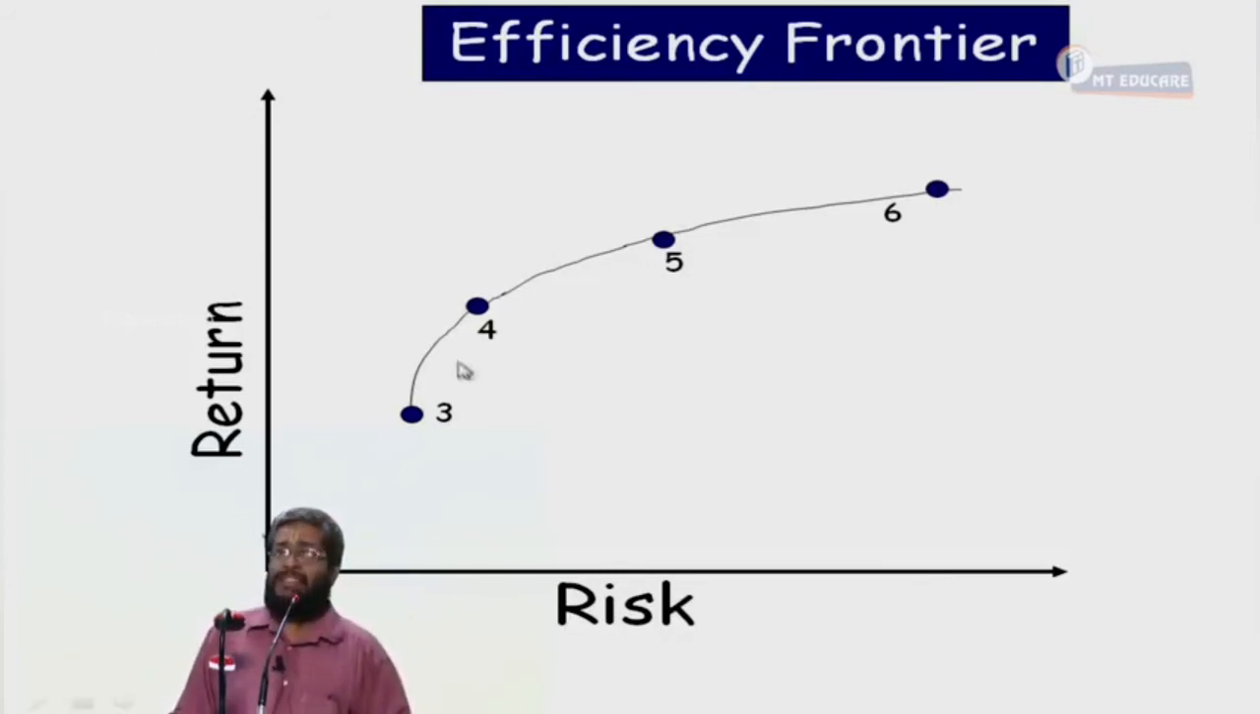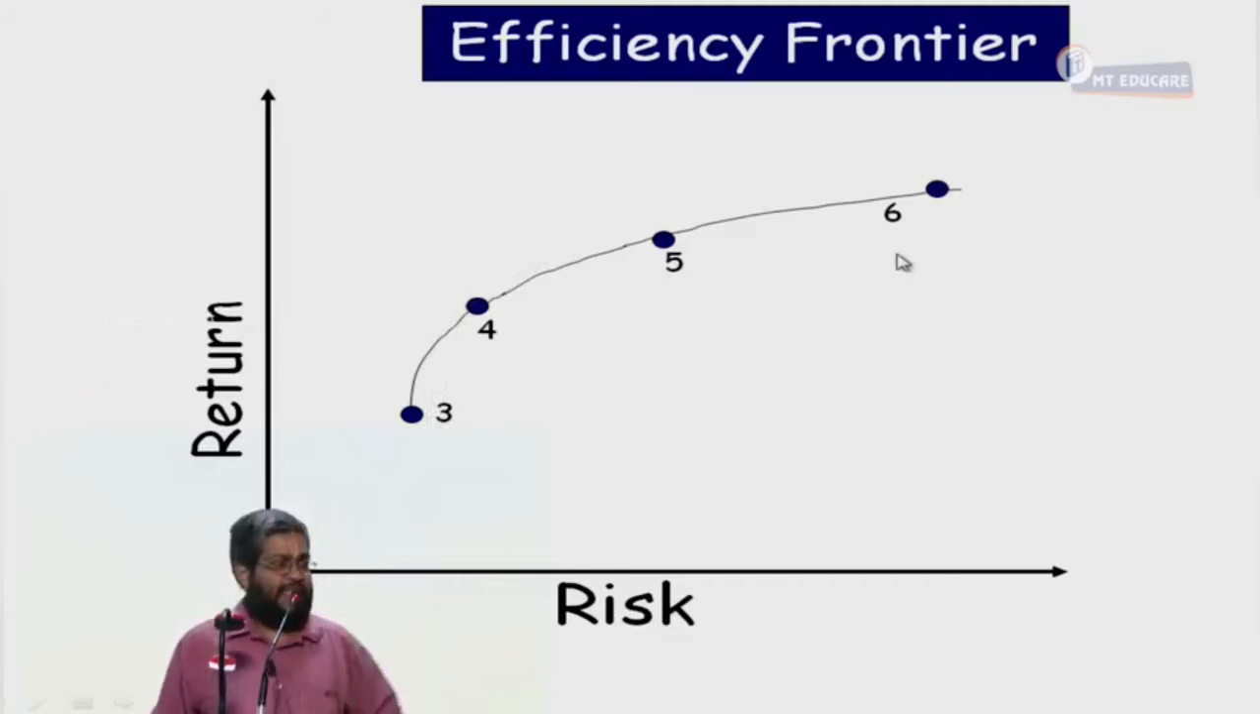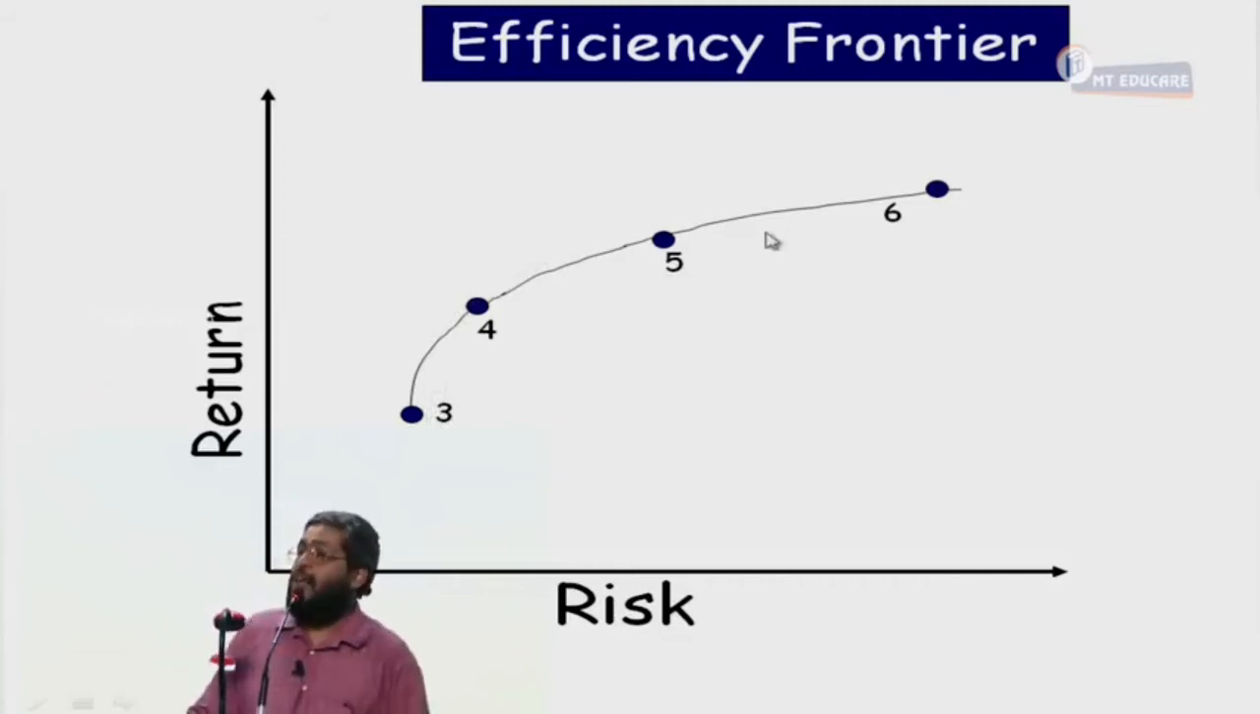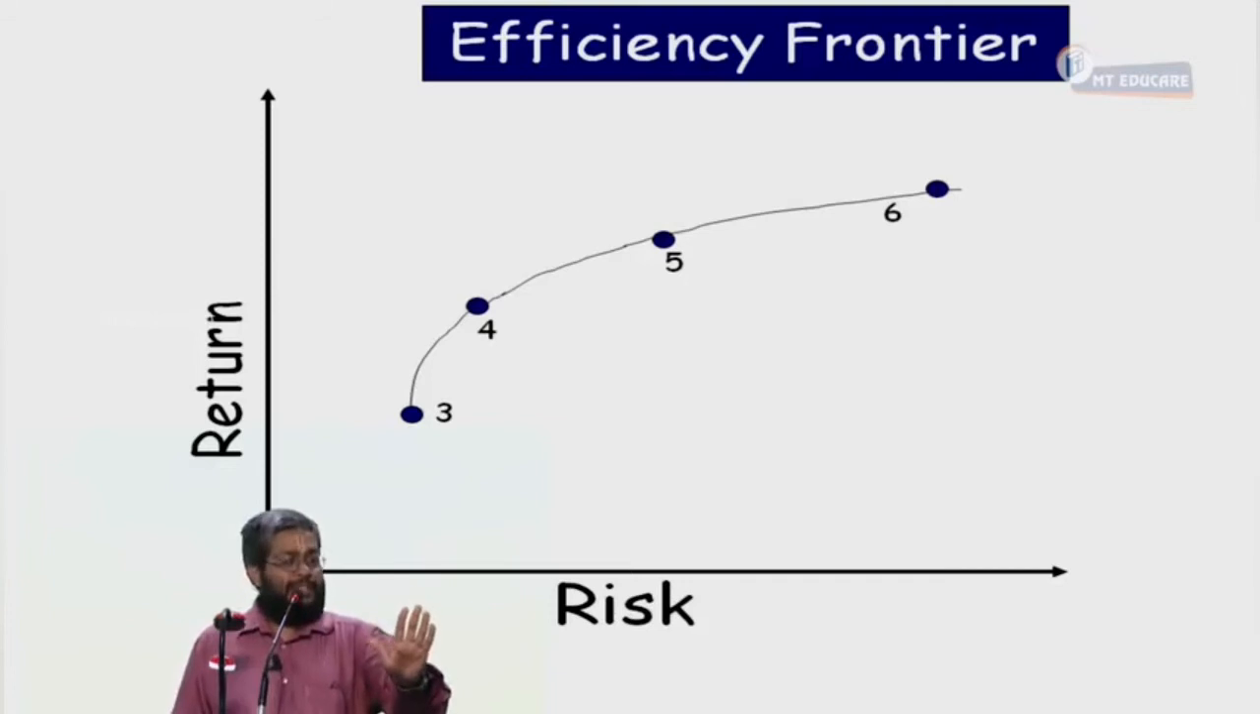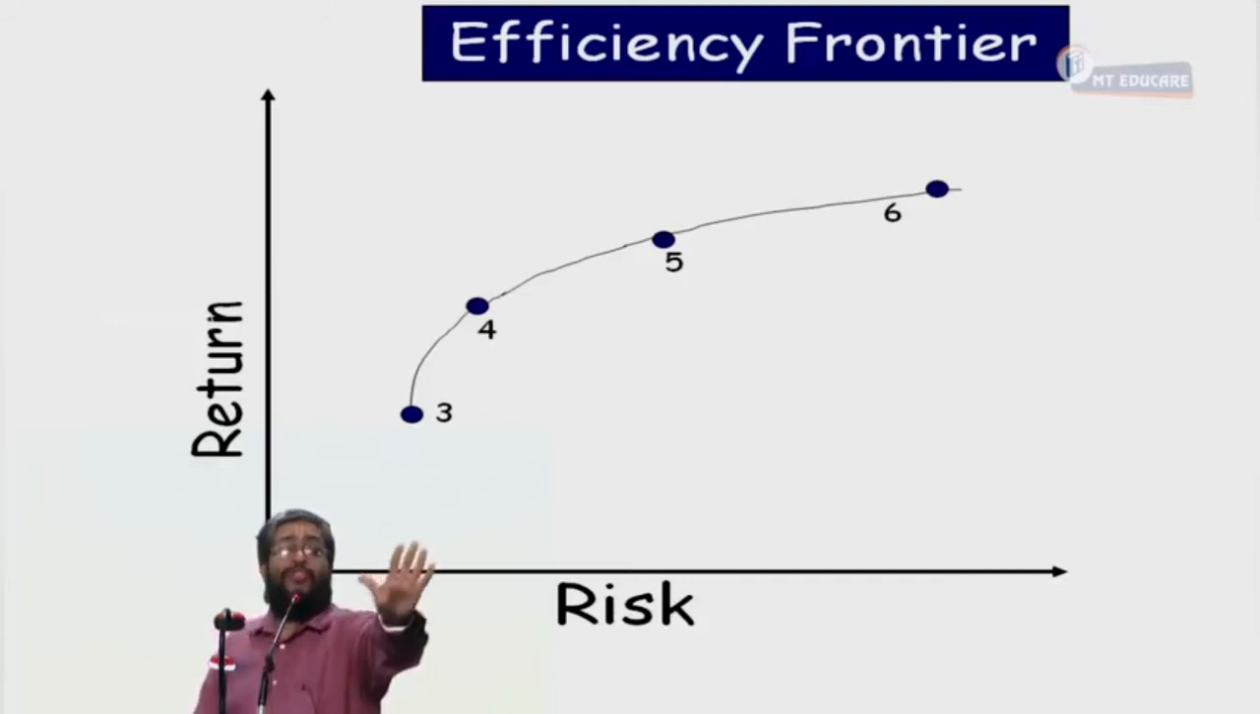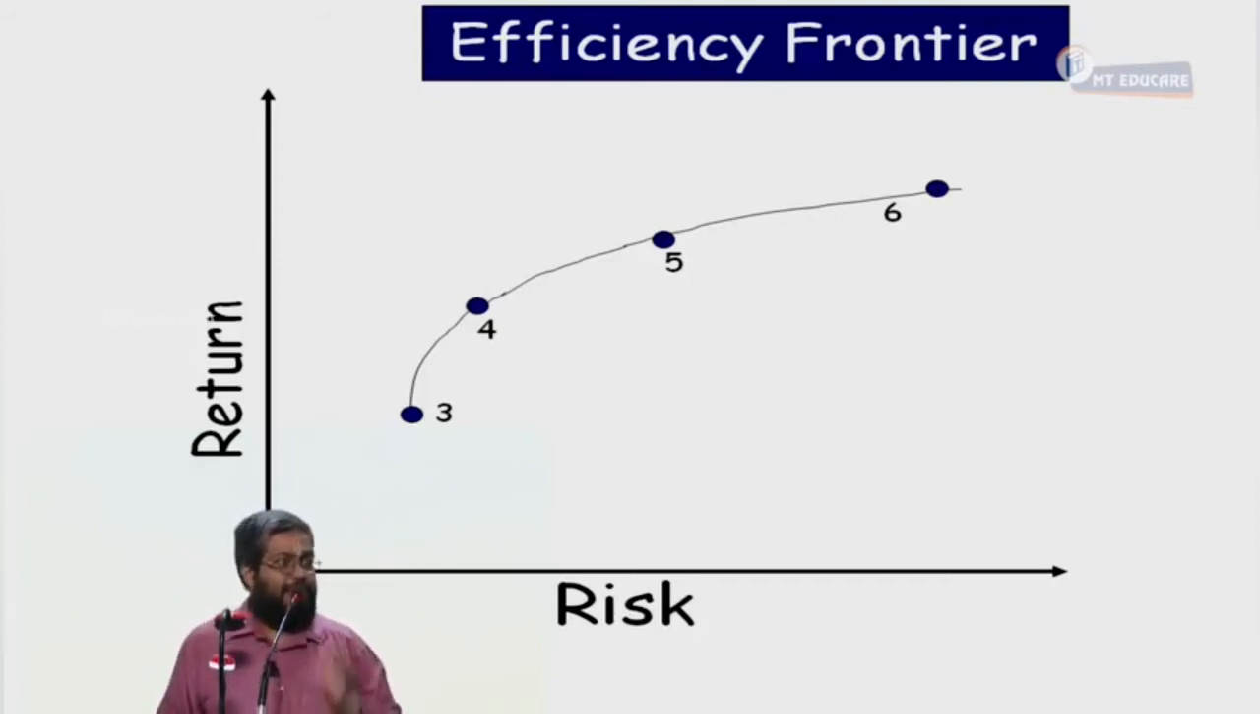So as an investor, you should be sitting in one of the portfolios on the efficiency frontier. Up to this, are you following or not? So he said, what shares or security to look for in the market? Look for those portfolios or securities that are on the efficiency frontier. I said how to find out for a two security portfolio, the efficiency frontier.